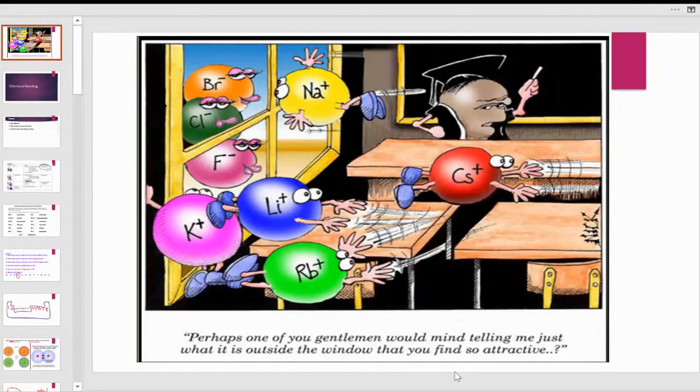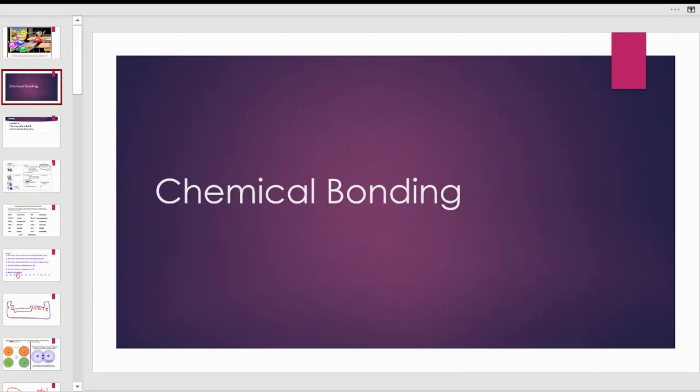This is merely a reference to the fact that opposites attract. They've got the positive ions attracted to the negative ions. Let's just move on. So this chapter is all about chemical bonding.